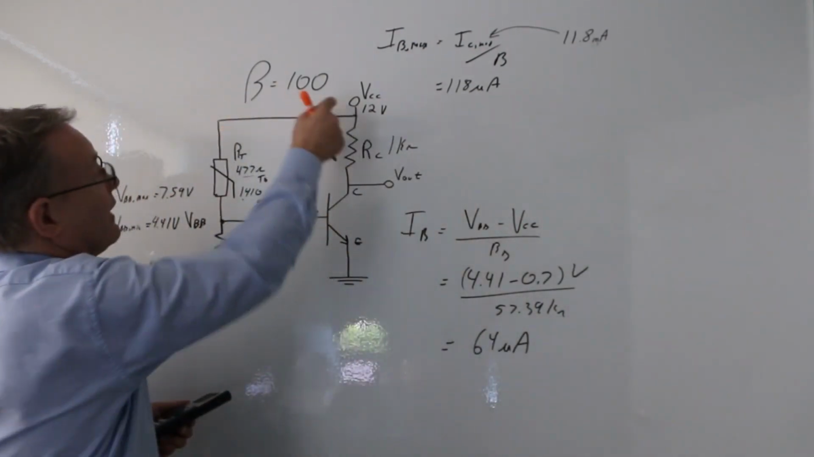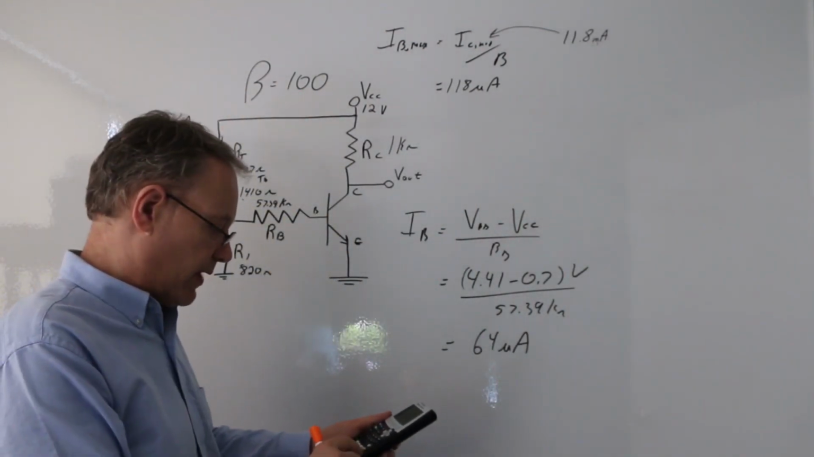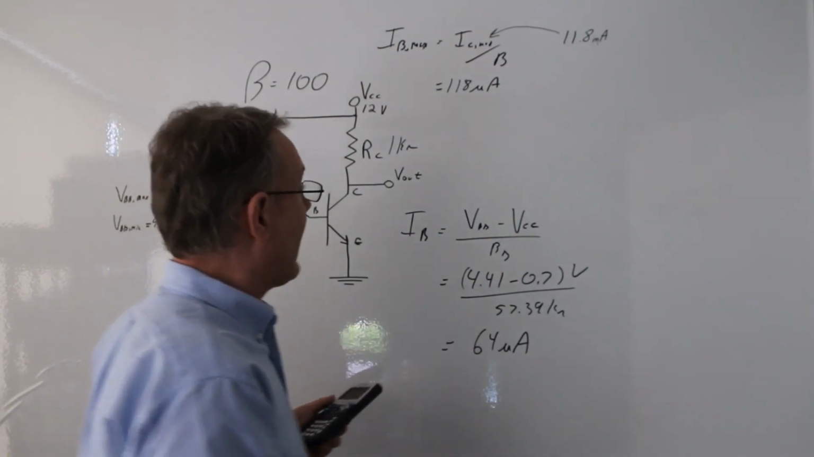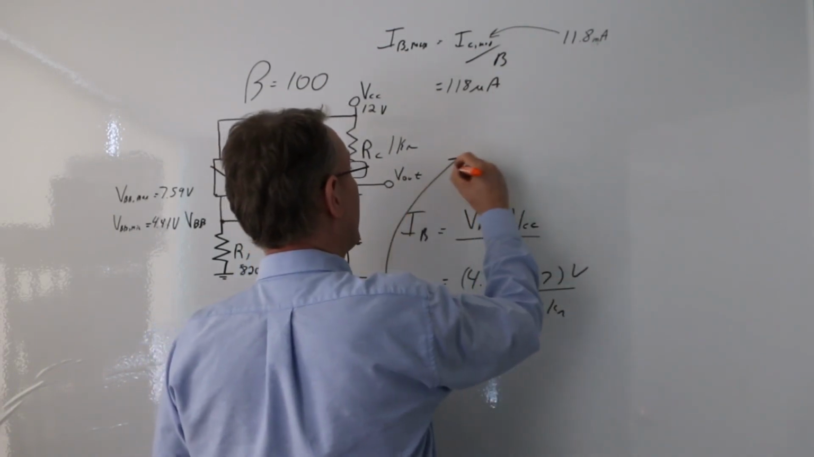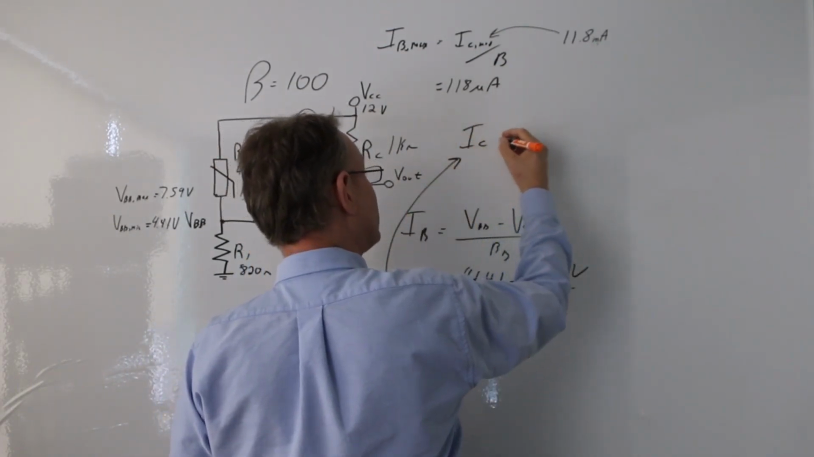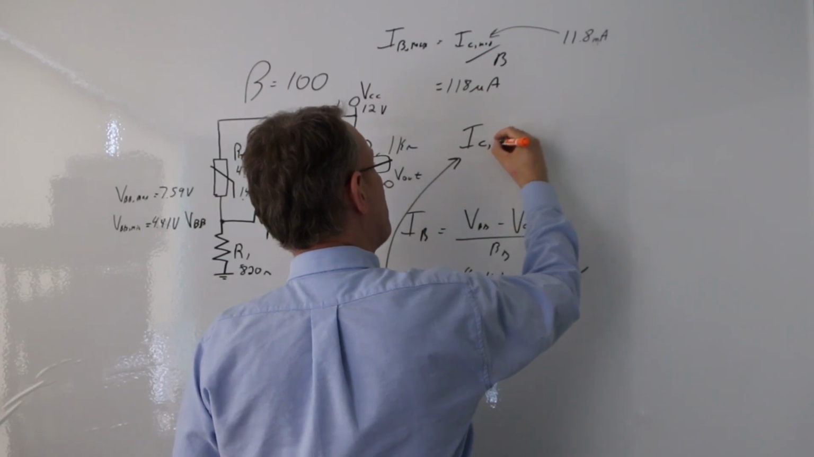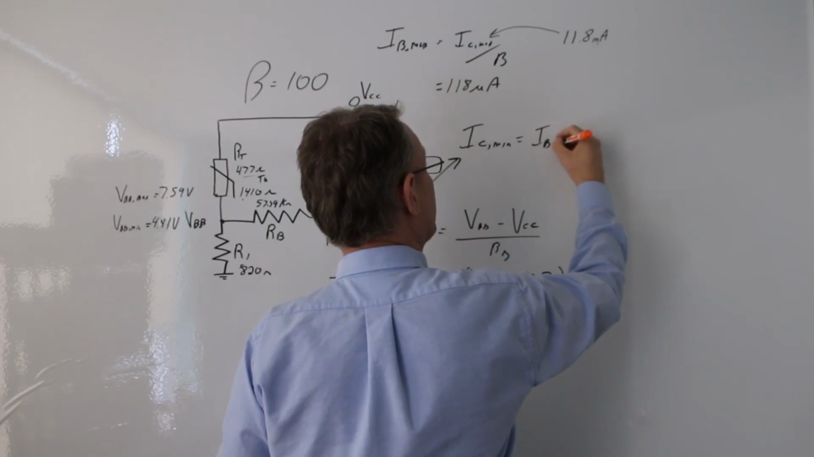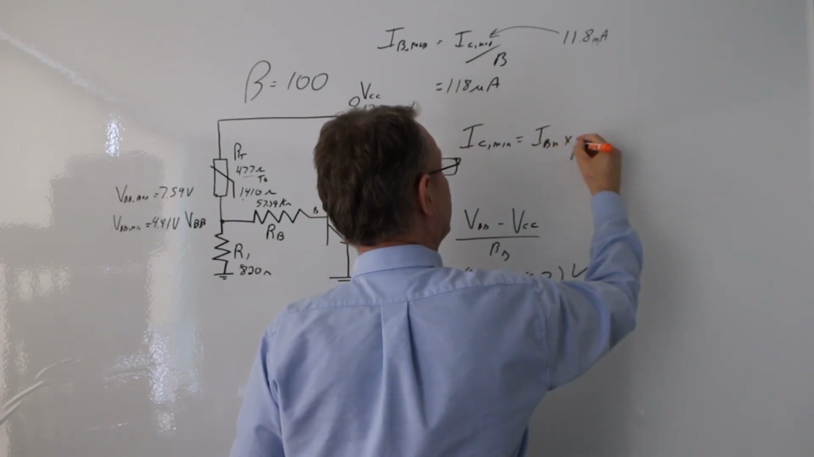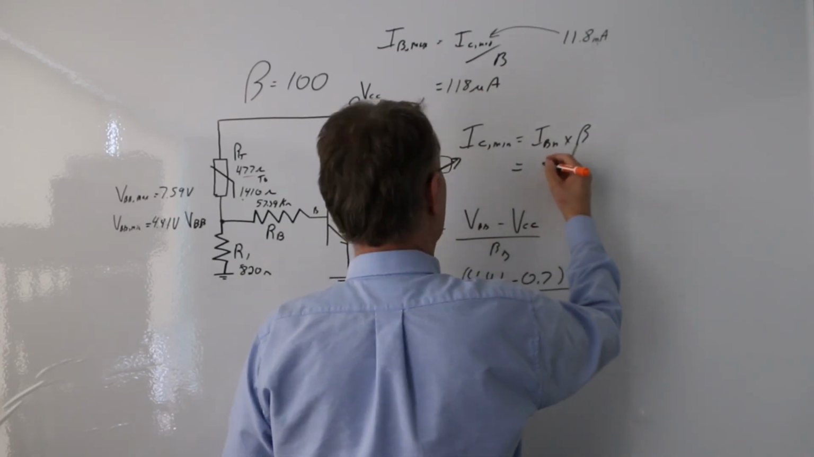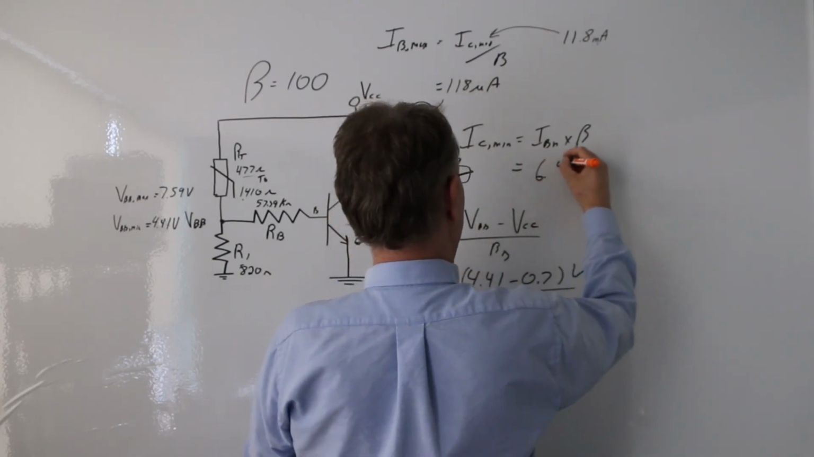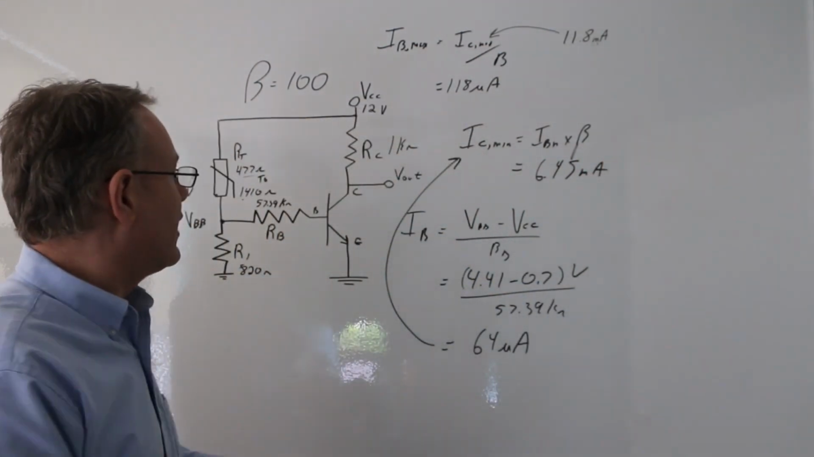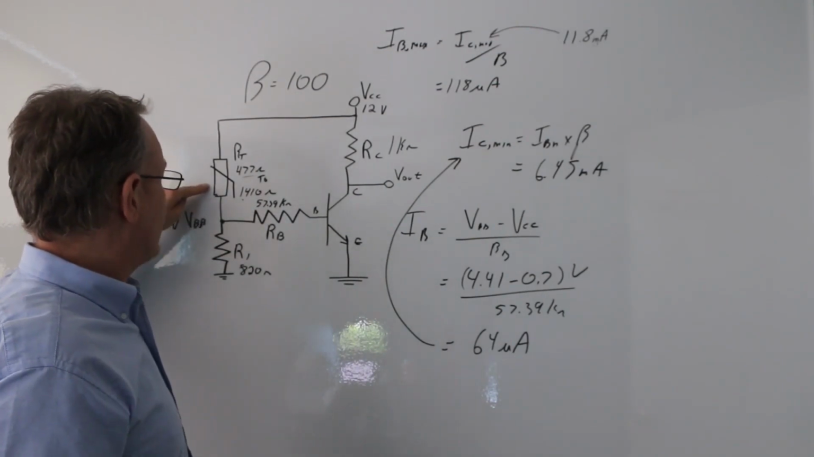Now, I know my gain is 100, so I'm just going to multiply that by 100. Okay, cool. Now I'm going to take this value and calculate my IC minimum. That is going to be my IB minimum times my gain. And in that case, the answer is 6.45 milliamps. Cool. So when the temperature is at its hottest, that guy is at its highest value.